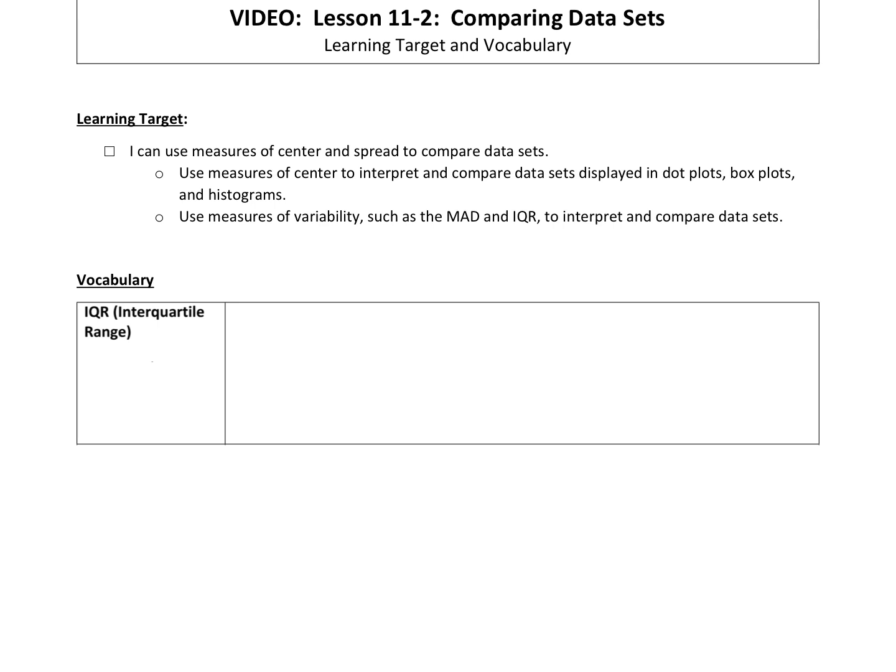Our learning target for this lesson is that we are going to be able to use measures of center and spread to compare data sets. We will use measures of center to interpret and compare data sets displayed in dot plots, box plots, and histograms, and we'll use measures of variability such as the MAD and IQR to interpret and compare data sets. All right, interquartile range, IQR.